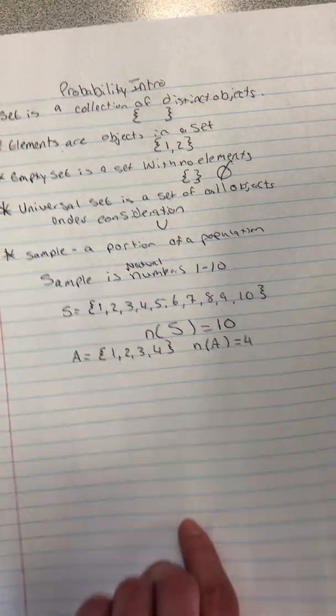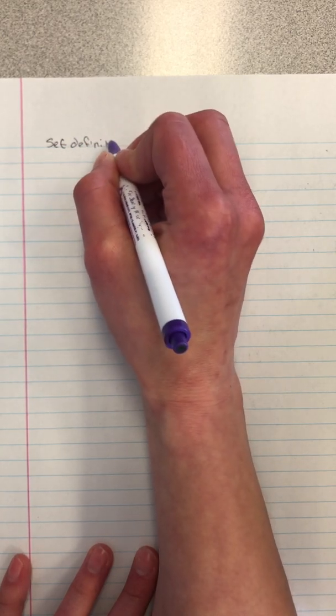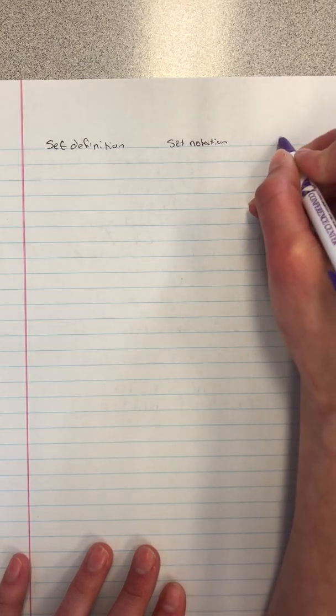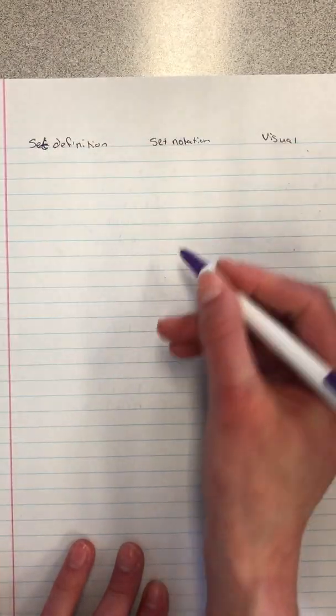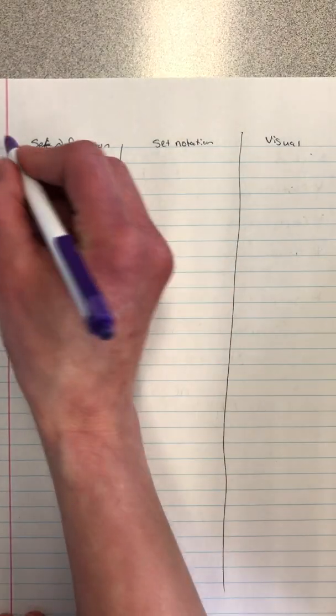Now we're going to move on to some definitions that you guys need to know. I'm going to write it a little bit differently. Just to give an example, I'm going to write a definition, an example, and a visual to help. And I'm going to give you certain sets based on this information. So we're going to start off with the set definition, the set notation, and a visual. That is a T, by the way. You can go all the way down the paper.